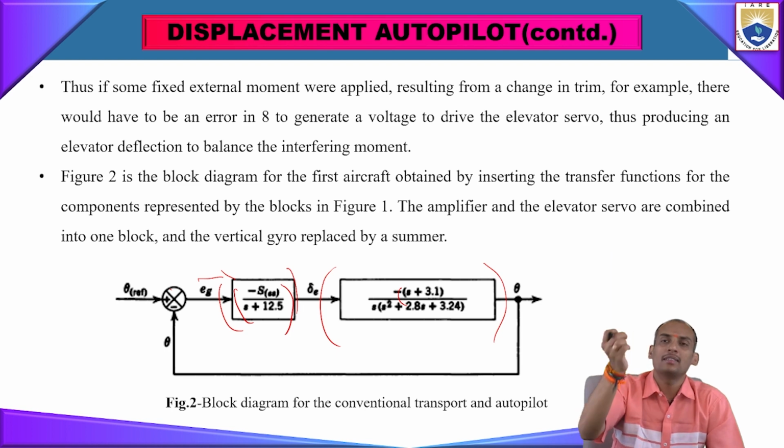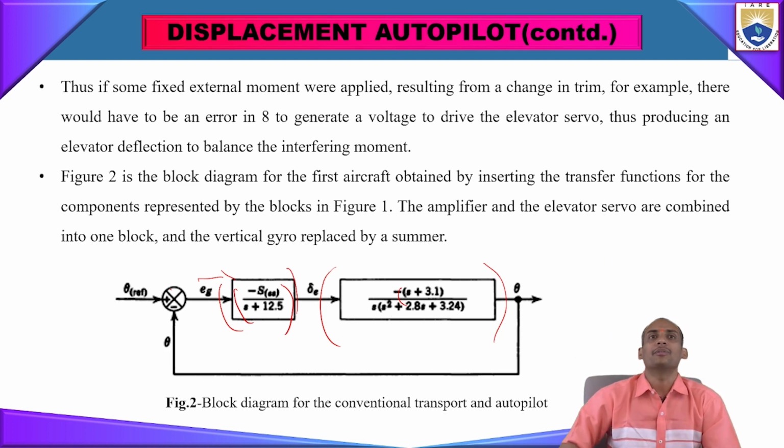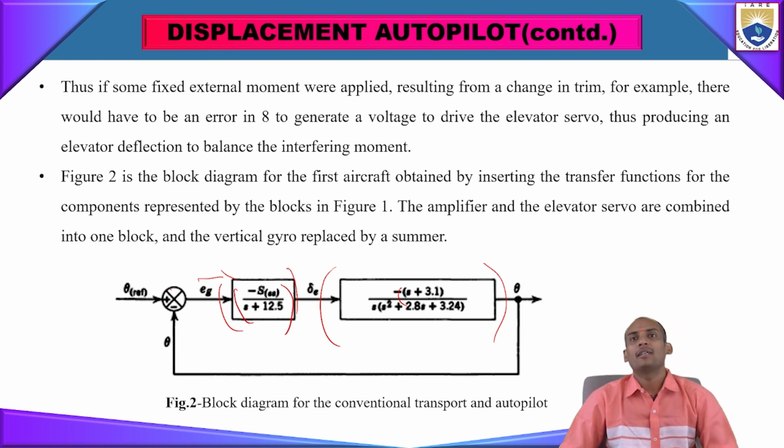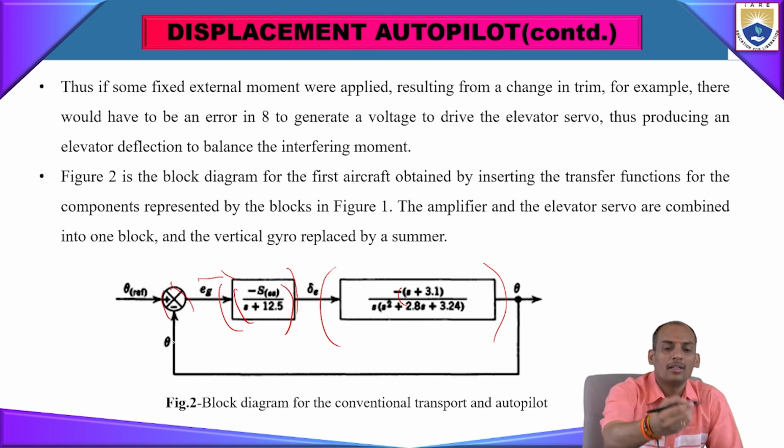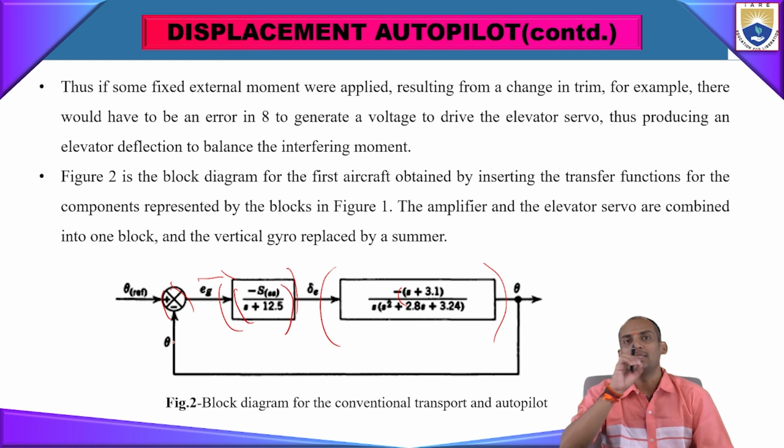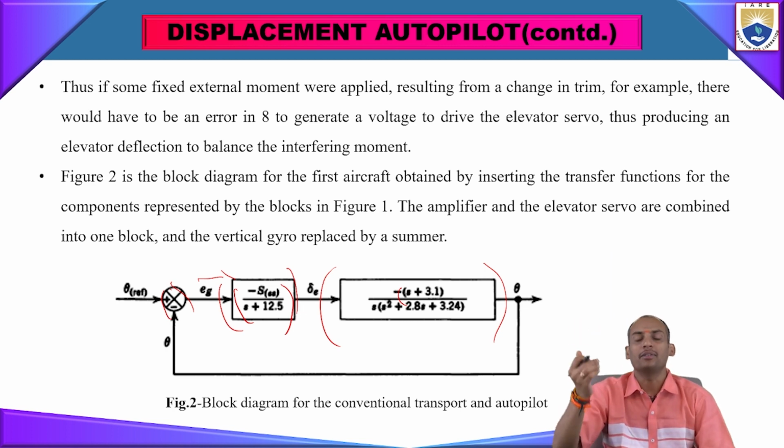That is the transverse response of that aircraft that will be given to that control surface. So that has been given here. The amplifier and the elevator servo are combined into some block, and then the vertical gyro will be replaced by a summer. Summer means that signal addition only.